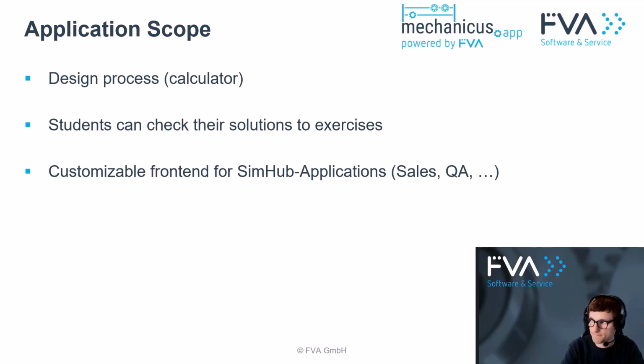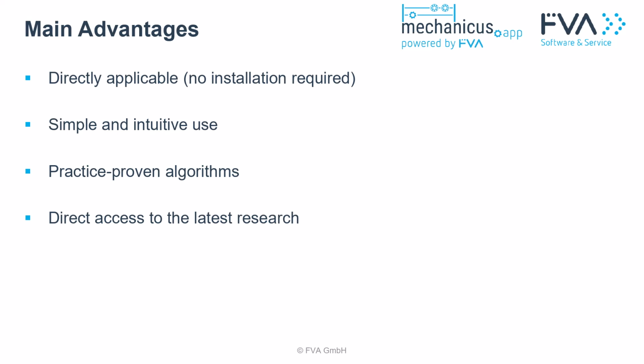individually for each customer. The main advantages of the Mechanicus are, at the very first, it is directly applicable. You just have to open your browser, type in mechanicus.app, and you can get started using our powerful calculations. On the other hand, the mechanicus.app should be simple and intuitive to use. We take quite a high development effort to make the calculations as simple and as intuitive to use as possible. As already mentioned, the underlying algorithms rely on the FVA Workbench and are therefore practice-proven. Finally, because we're continually developing the Mechanicus, new research is always directly available for you.